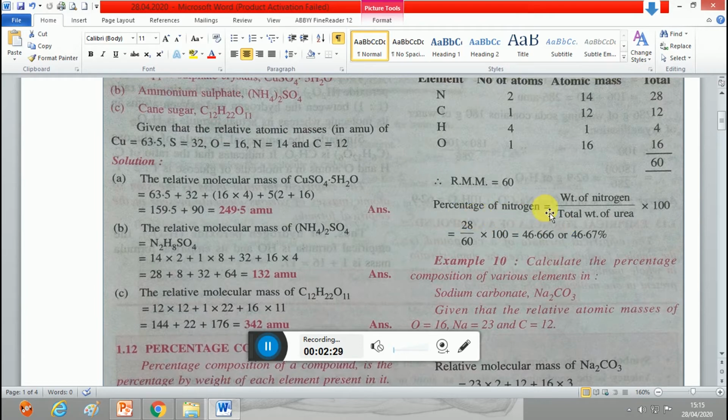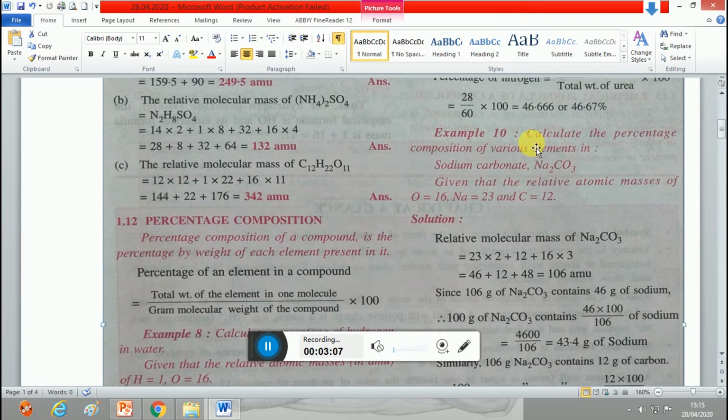Now the percentage of nitrogen is the weight of nitrogen divided by the total weight of urea. Two atoms of nitrogen are present. You can observe in this table that two nitrogen atoms are present, and each nitrogen atom contributes 14 AMU to the 60 AMU total. So two nitrogen atoms contribute 2 into 14, that is 28. Therefore, the percentage of nitrogen will be 28 into 100 by 60.